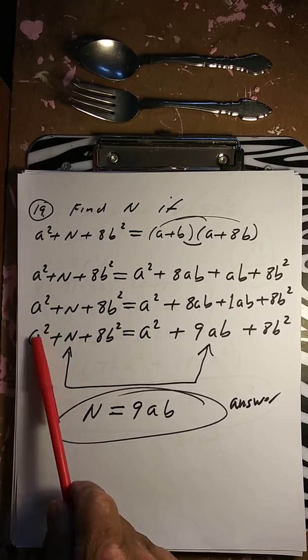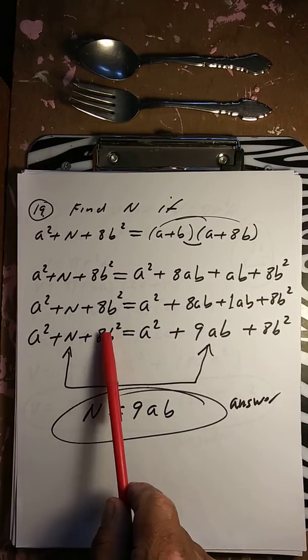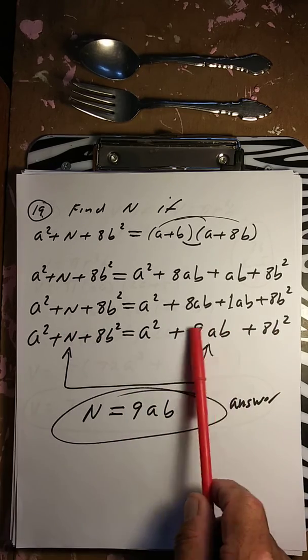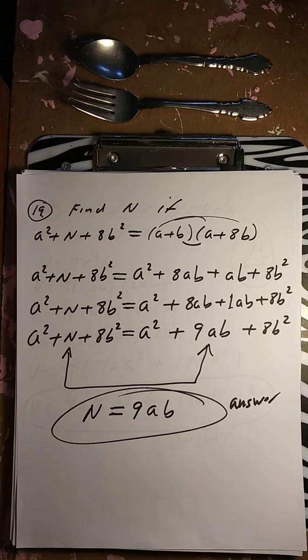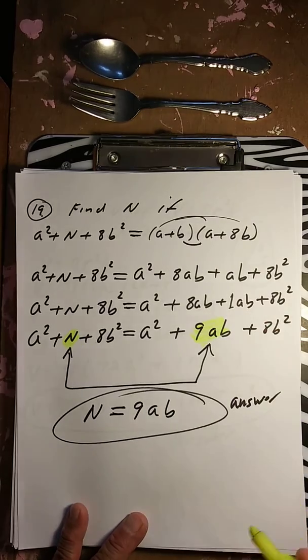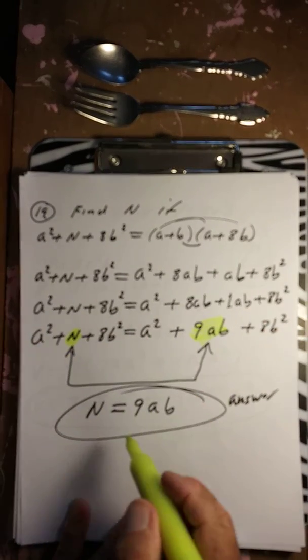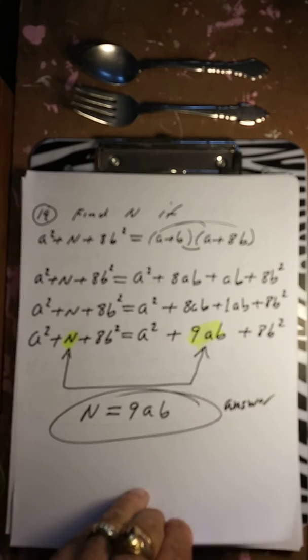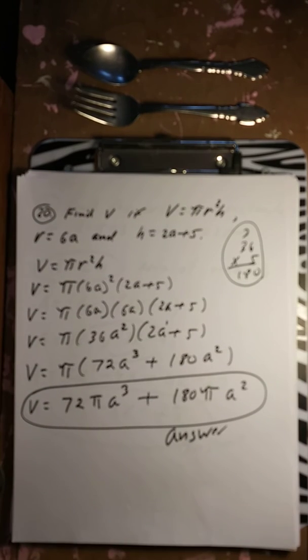So this a squared matches a squared, and 8b squared matches 8b squared, so that means that this has to match this one right here. Did you notice that? Let me highlight that a little bit so you can see it easier. This one and this one must be matching. So that's how I got this. N is 9ab. Alright, next problem.